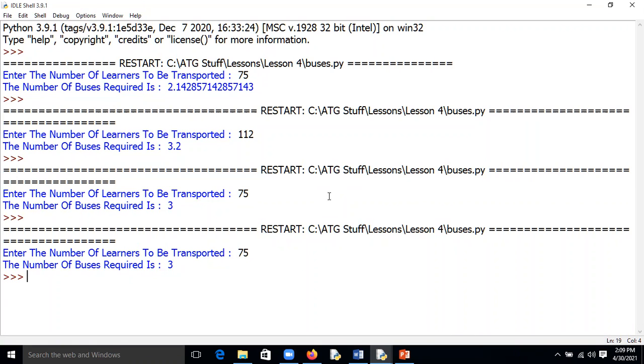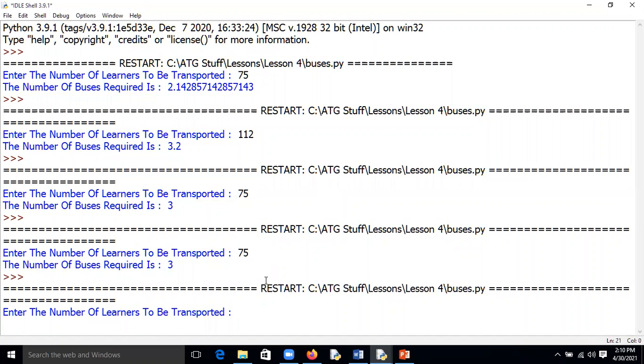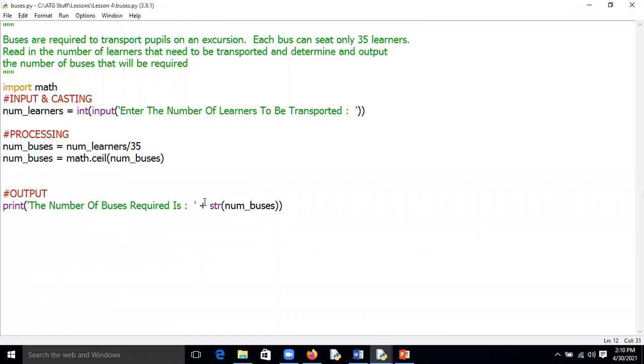All right. So okay, and that is actually, oh, I was supposed to enter 112. Sorry about that. Let's run it again. And I'm going to go with 112. And you'll notice that the 3.2 became 4. So you will realize that when we are dealing with numbers of people and items and objects that you cannot get part of, right? You would use ceil or floor depending on what is required, right?